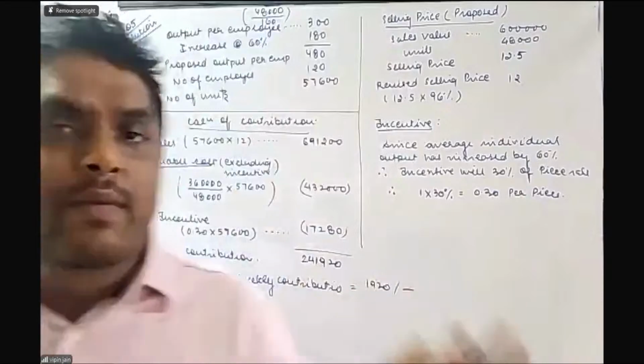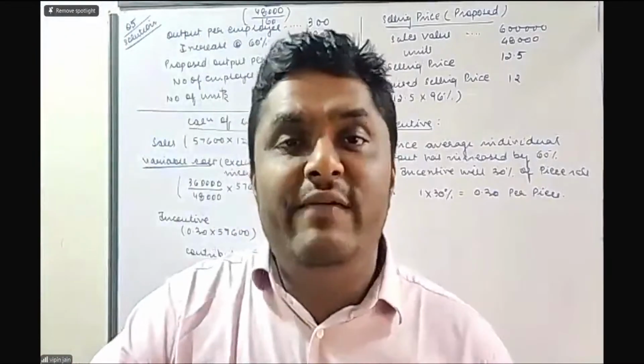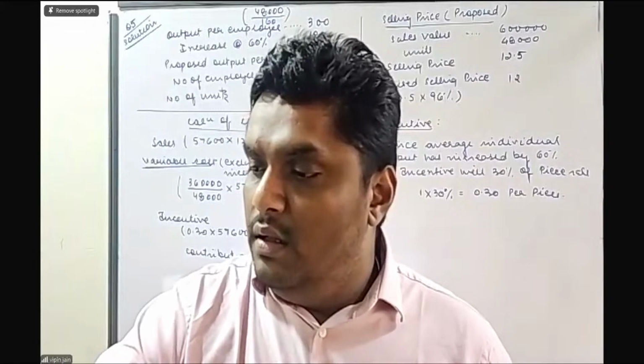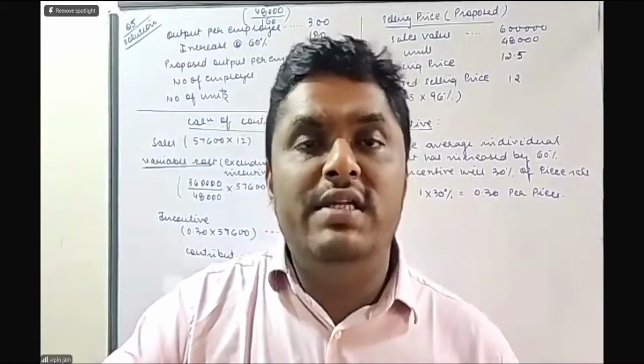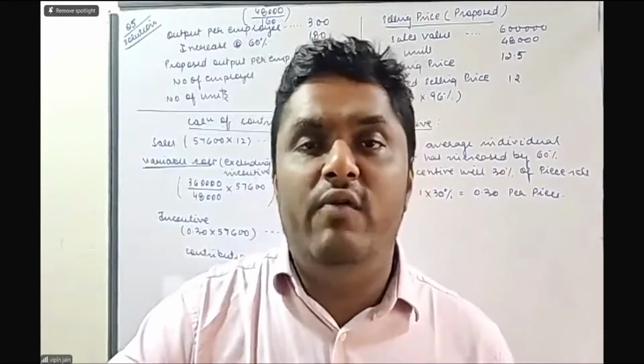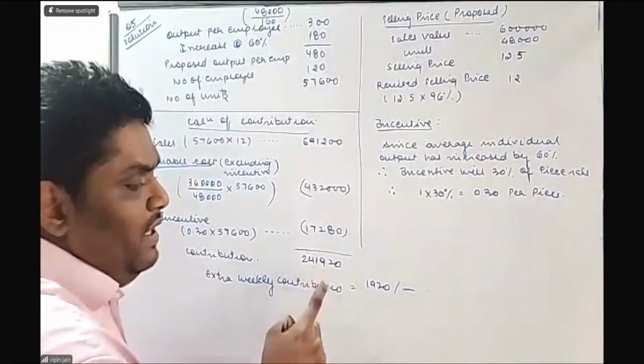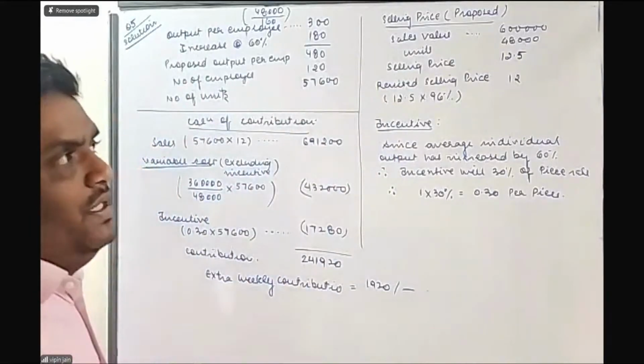See, the current contribution is 2,40,000, that is given in the question. 2,40,000 current contribution is given in the question, and my new contribution is 241,920. So how much extra? 1920.